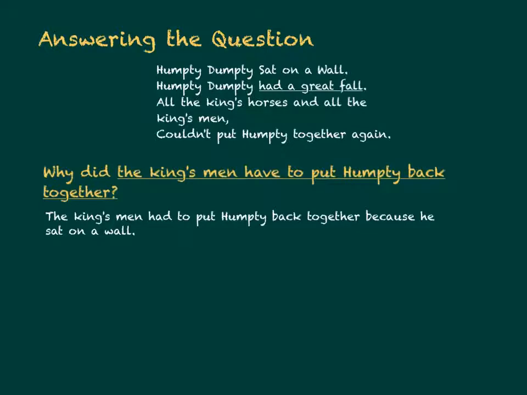Is that why he had fallen apart? I'm certain this time I got it right. The king's men had to put Humpty back together because he fell off a wall. Okay, so make sure when you go back to the text that the evidence you're pulling is what's going to help answer and prove your question correct.